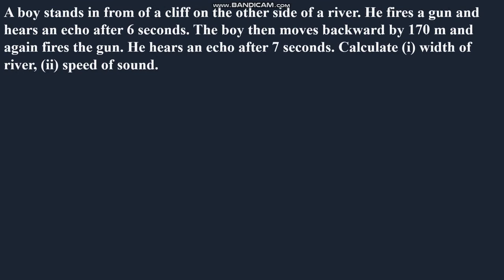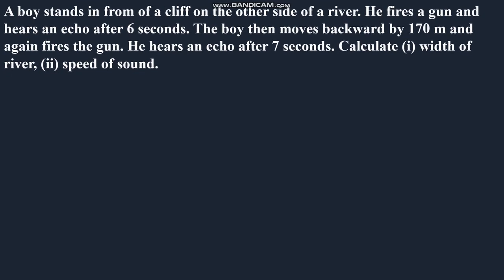Now the next numerical is: a boy stands in front of a cliff on the other side of a river. He fires a gun and hears an echo after 6 seconds. The boy then moves backward by 170 meter and again fires the gun. He hears an echo after 7 seconds. Calculate first the width of the river and second the speed of the sound.